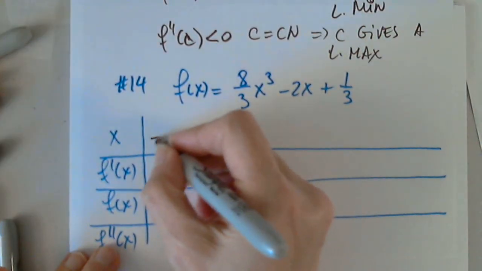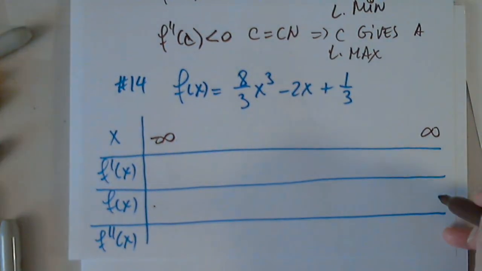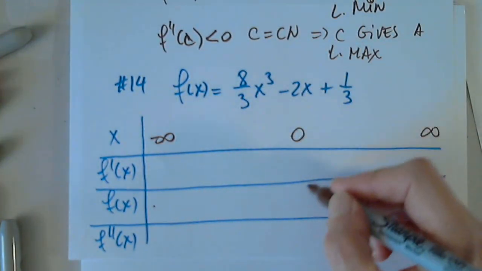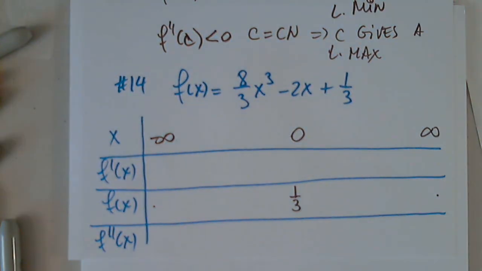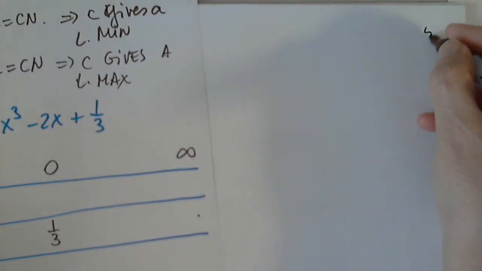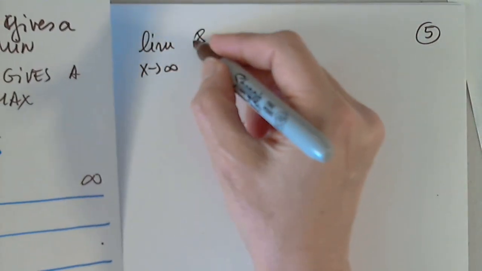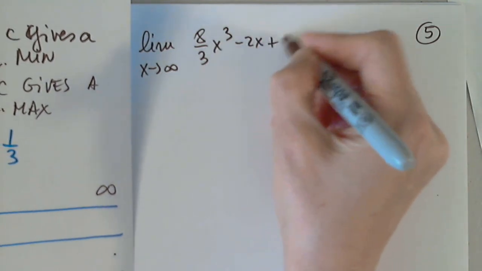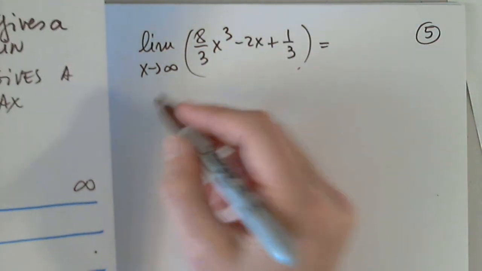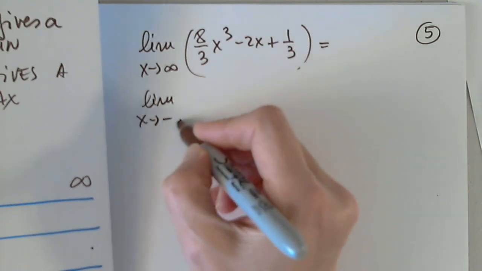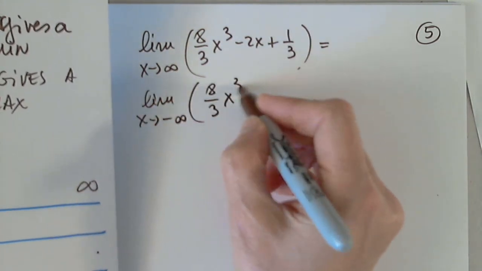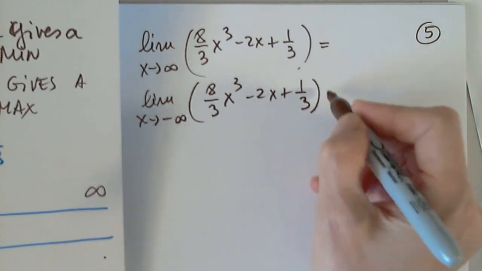Okay, so of course it's another polynomial. I have no problem there. I will find the limits here. When I plug in 0, I know I get 1/3. At least that I can find immediately. And we want to find the critical numbers, etc. So I want to find the end behavior first. So limit as x approaches infinity of 8/3 x cubed minus 2x plus 1/3. If anyone can give me that, and then when x approaches negative infinity, 8/3 x cubed minus 2x plus 1/3.